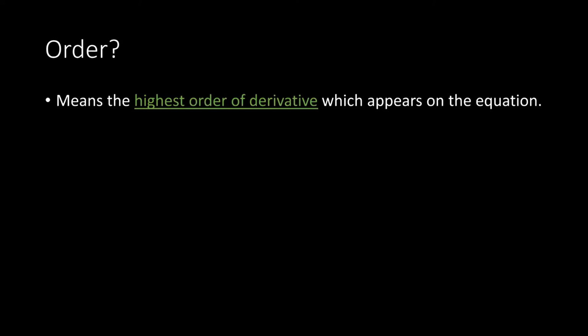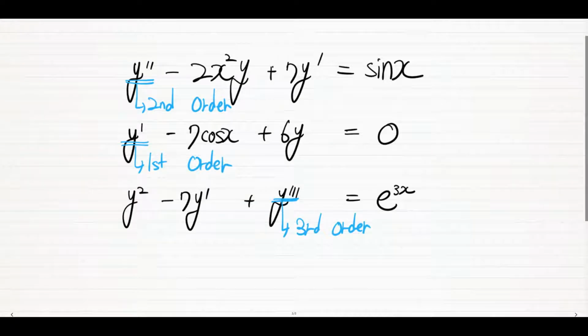By the order of an equation is meant the order of the highest derivative which appears. Let's look at some examples. The first equation on the top is a second order equation since the highest derivative is y double prime. The second equation in the middle is a first order equation because of the presence of y prime. In the last equation, the equation is a third order differential equation because the highest derivative is y triple prime.